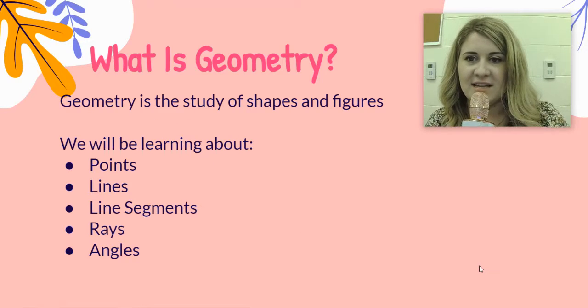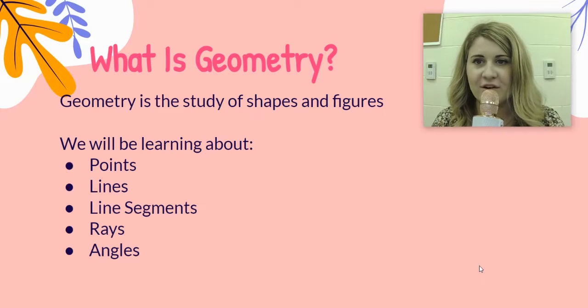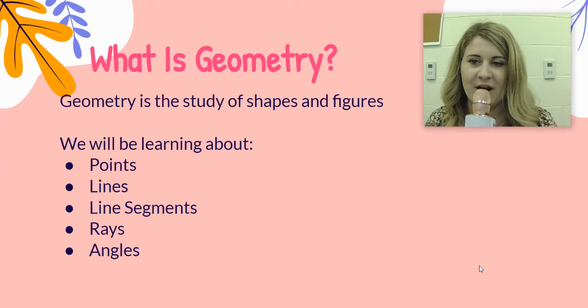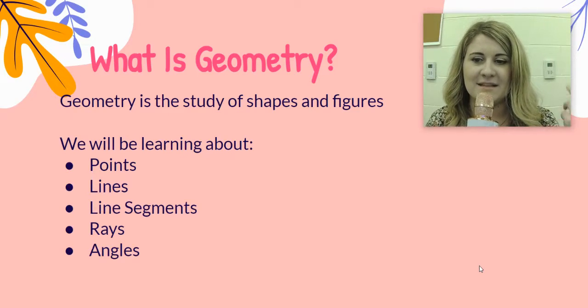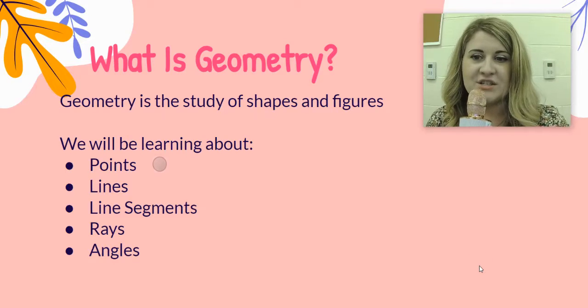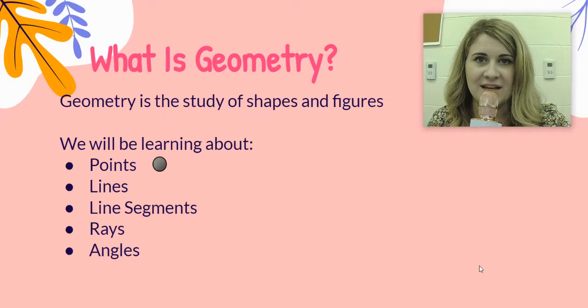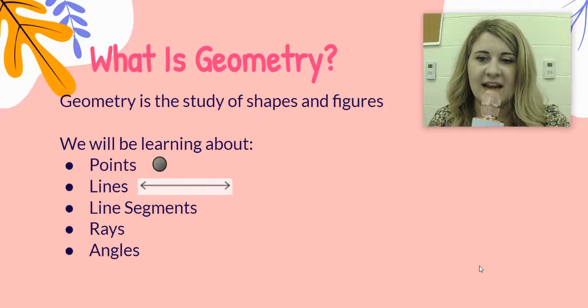First of all, geometry is the study of shapes and figures. The 5 figures we have learned about are points, lines, line segments, rays, and angles. A point shows an exact location and looks like a dot. You would see this to show an exact spot on a number line. Next, we have a line. A line is like a number line without the numbers. It goes on forever in both directions, and it has 2 arrows at the end.